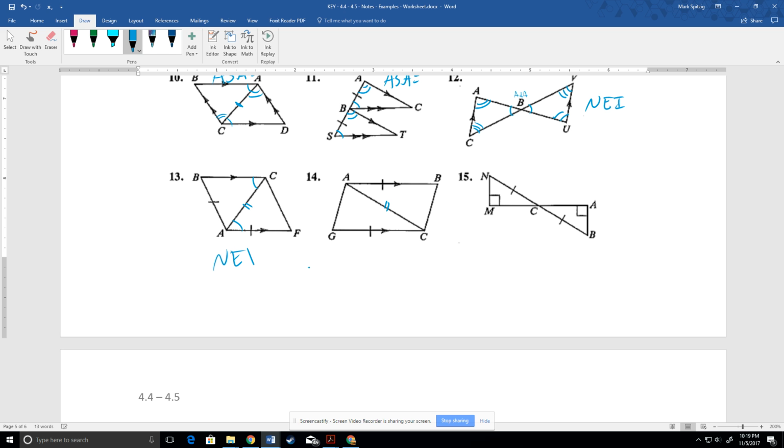Here we have reflexive. These are congruent. These are alternate interior angles, so therefore they're congruent because the lines are parallel. So we have side, angle, side of this triangle, and then side, angle, side matches up with this one. So that's what it is.